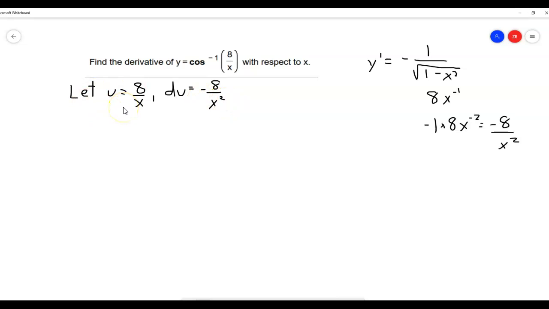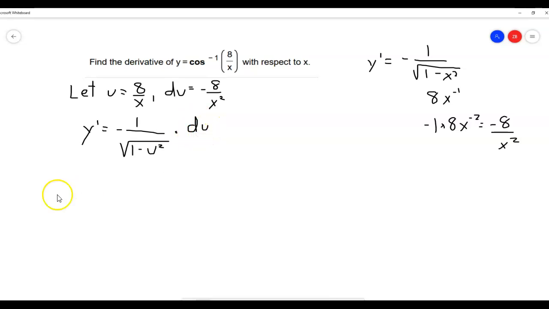So doing that, I can apply the chain rule here. The derivative of this function, using the chain rule, is going to be negative 1 over the square root of 1 minus u squared, and then times the derivative of u, or du. Probably better to write du. But remember, those mean the same thing.